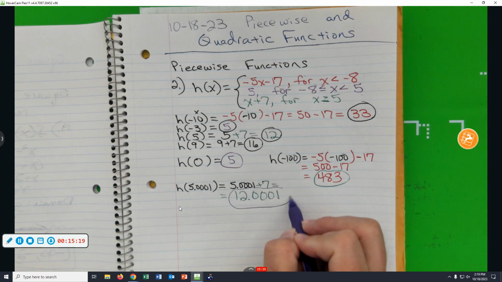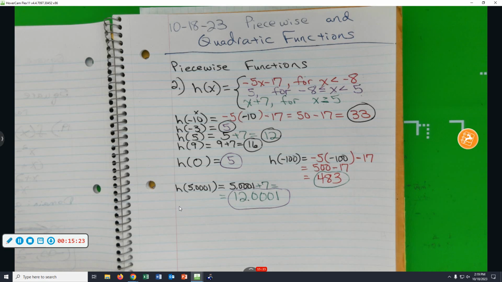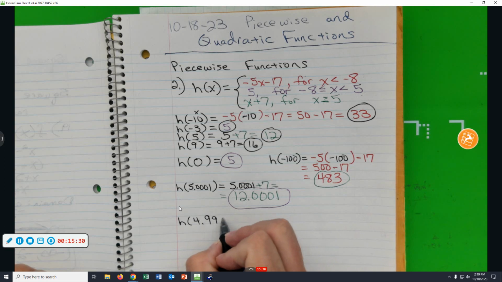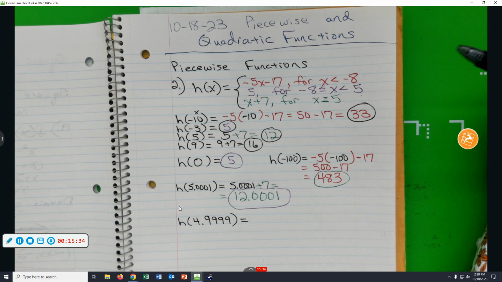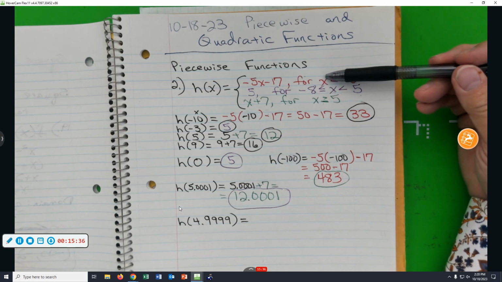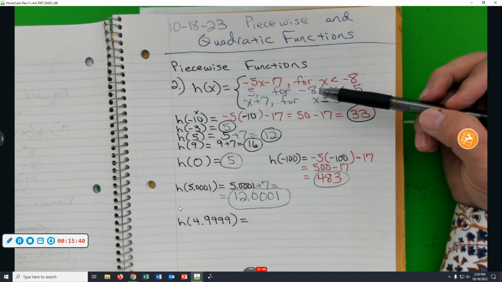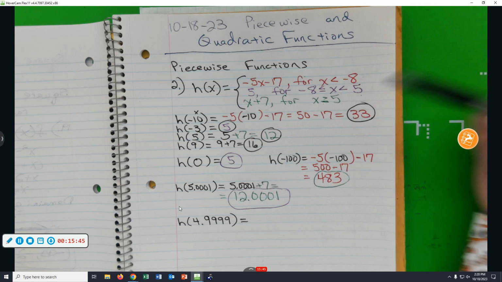Now let's do h of 4.9999. H of 4.9999. Which piece is satisfied? Is 4.9999 less than negative 8? Is it between negative 8 and positive 5? Or is it bigger than positive 5?